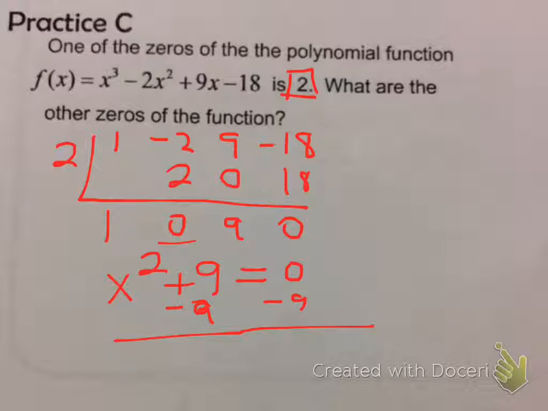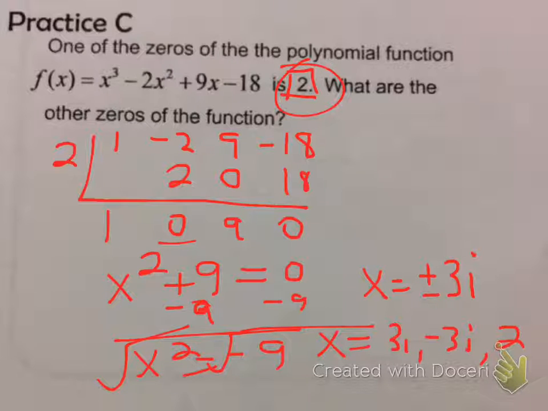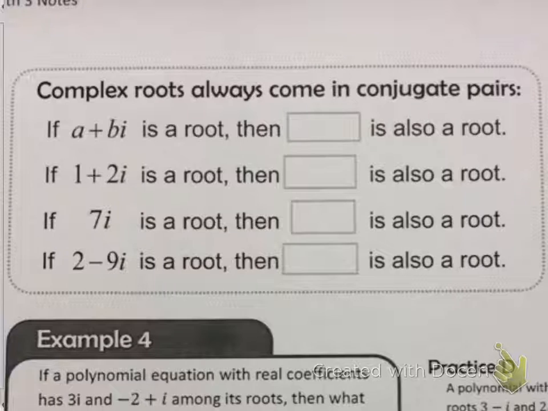So I get x squared equals negative 9. Then I'm just going to square root both sides. Anytime I square root a negative number, I'm going to go ahead and throw an i on my answer, and then square root the number that's in the square root, and the square root of 9 is 3. So I have two answers here. I have a positive 3i, I have a negative 3i, and then my answer up here is 2, for my 3 solutions for what x is going to be.